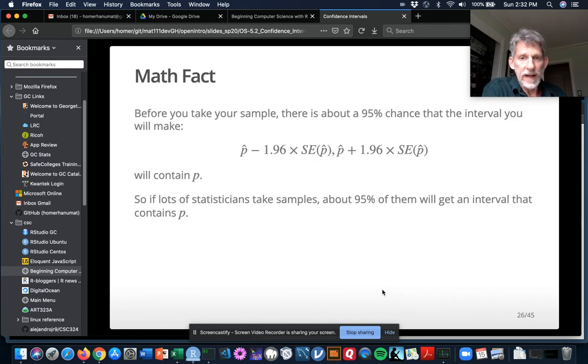That's an absolute math fact. So we're not going into the demonstration mathematically, but I hope that this simulation has made it plausible to you that there really is this connection between the 1.96 and the 95% area under the standard normal curve and being 95% confident, having that 95% chance that your interval is going to contain the real population proportion.